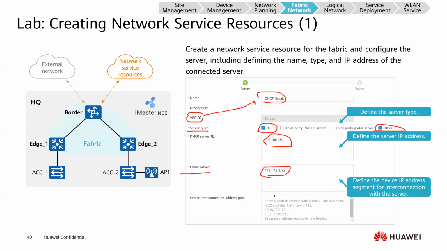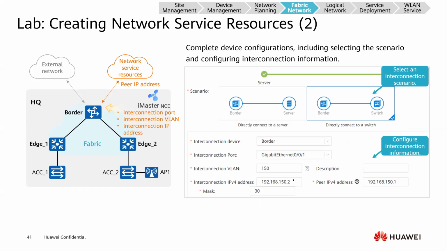In this experiment, we use the IPv4 server. And if you want to supply an IPv6 server, that's also okay. You can just configure the IPv6 server's address here. And for the IPv6 server, you need to configure the interconnection IPv6 address pool for the border. Just put the IPv6 address pool here for the interconnection between the border and the network service resources. And then comes the interconnection information about these two devices.